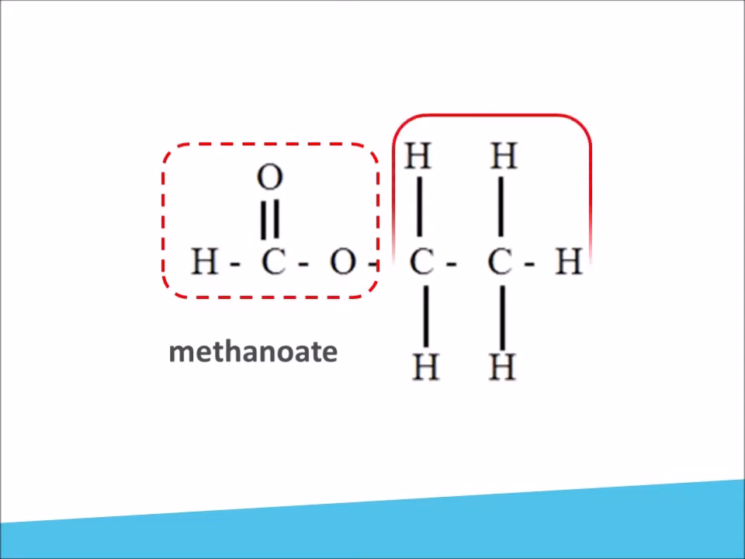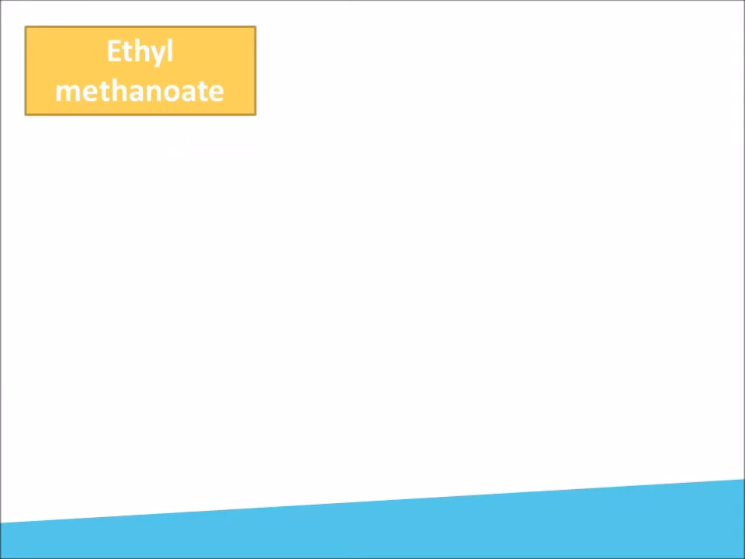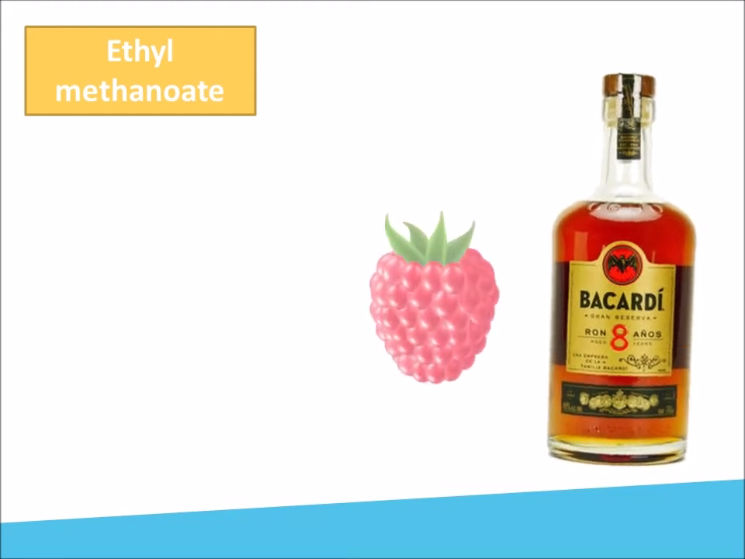Next, the alkyl group has two carbons, so that's going to be ethyl. The alkyl group is mentioned first, followed by the -oate group, giving us the compound name ethyl methanoate. Esters generally give us fruity scents, just like ethyl methanoate, which has the characteristic smell of rum and is also partially responsible for the flavor of raspberry.